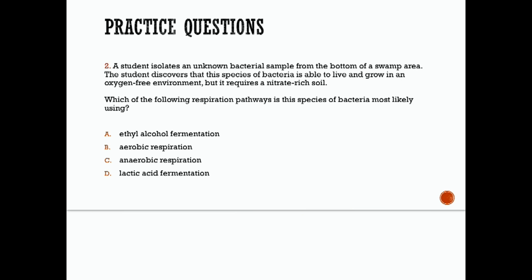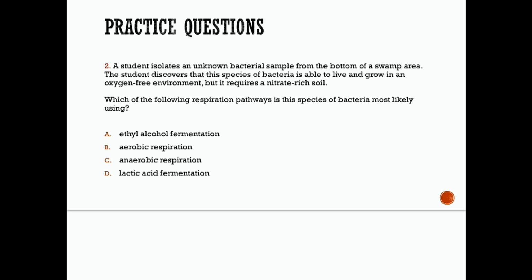Number 2, a student isolates an unknown bacterial sample from the bottom of a swamp area. The student discovers that this species of bacteria is able to live and grow in an oxygen-free environment, but it requires a nitrate-rich soil. Which of the following respiration pathways is this species of bacteria most likely using? So you might pause this and think about it on your own.